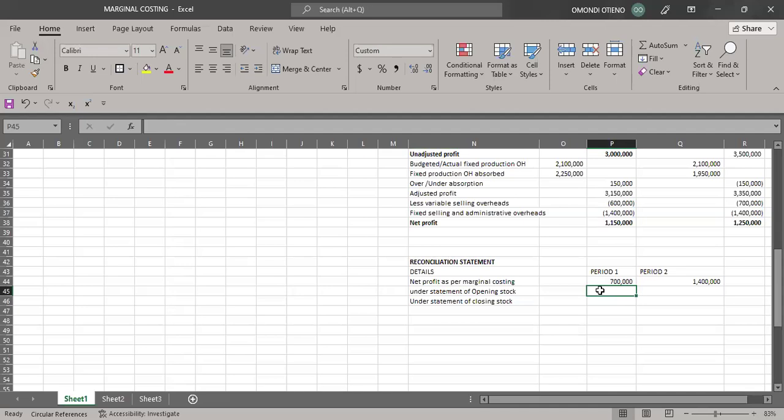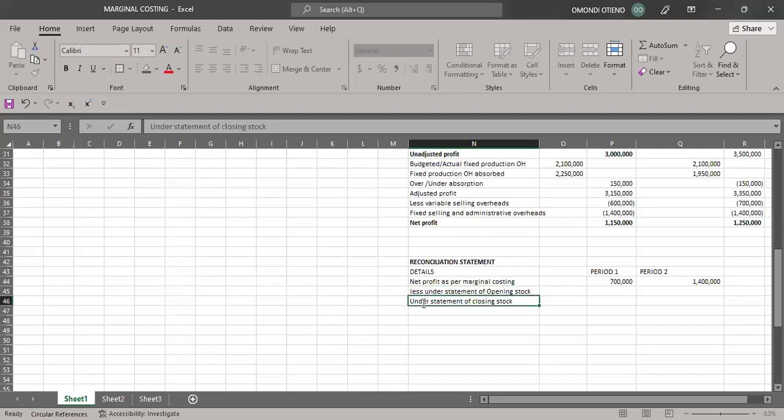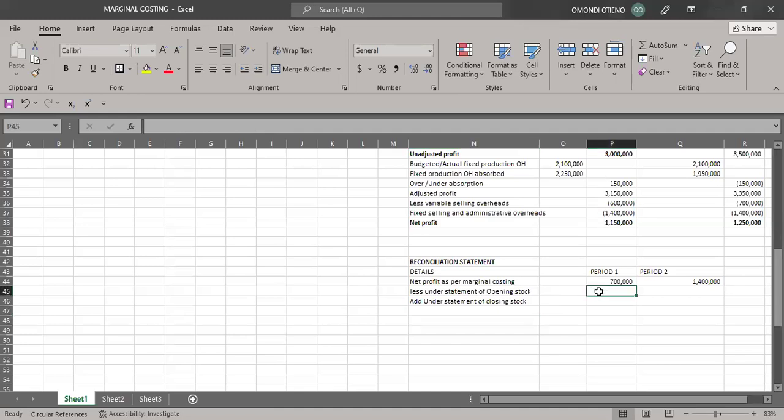So we need to deduct, we need to less understatement of opening stock. And of course, we need to add understatement of closing stock. Good, so let's see. Our opening stock in period 1 was 0.